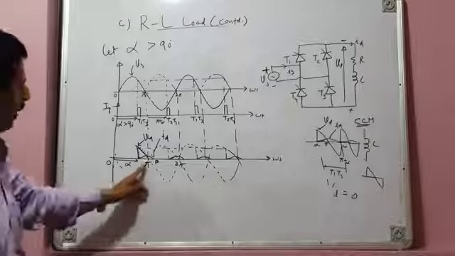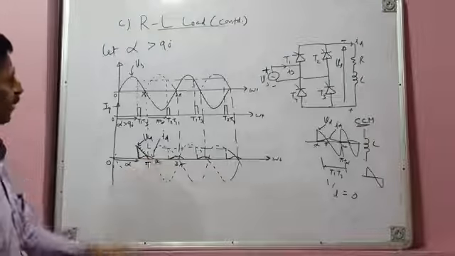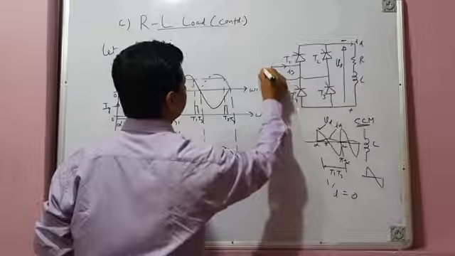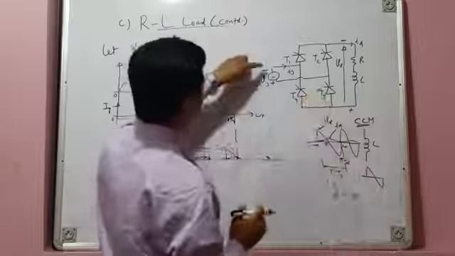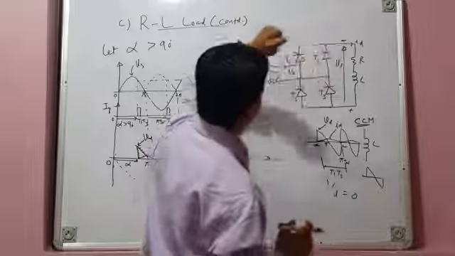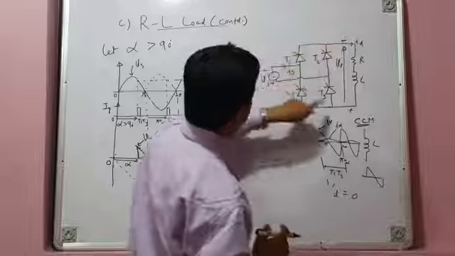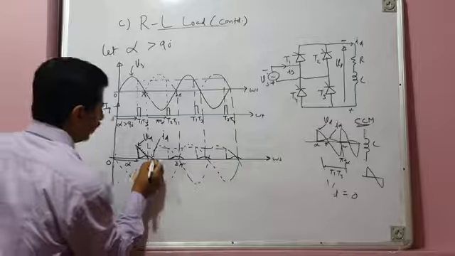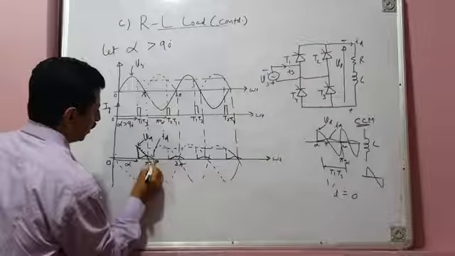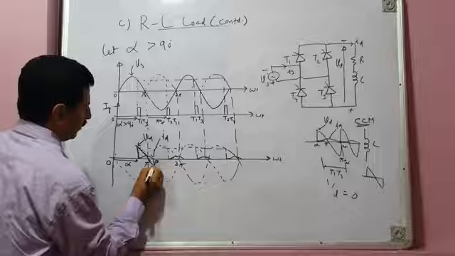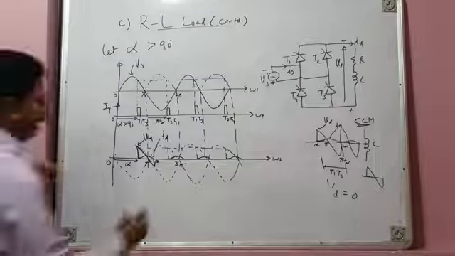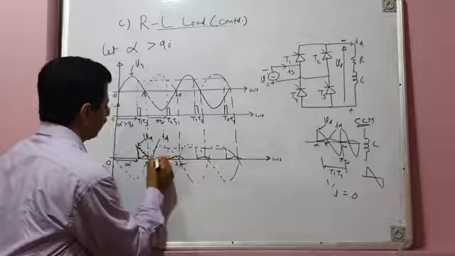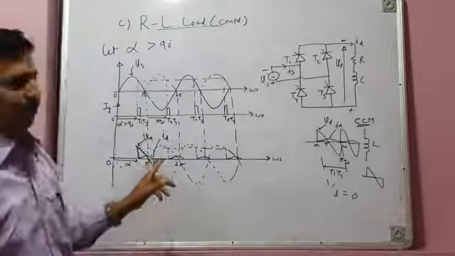Now from pi to beta, current is still continuing, but source has reversed its polarity. I mean, source voltage has now become negative. T1 and T3 will continue to conduct, and through T1, this negative potential will come here, and through T3, this positive potential will come here. That means load will receive a segment of negative half cycle of voltage, a small segment. And then from beta to next instant of firing, pi plus alpha, your load voltage will be zero.